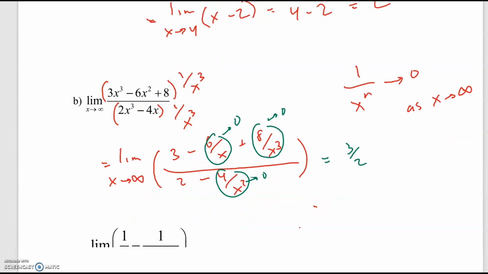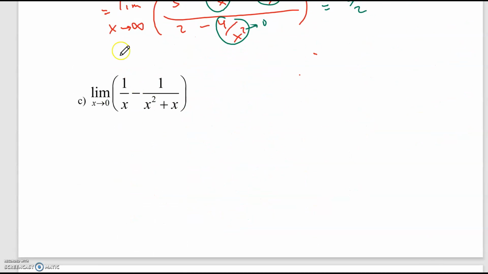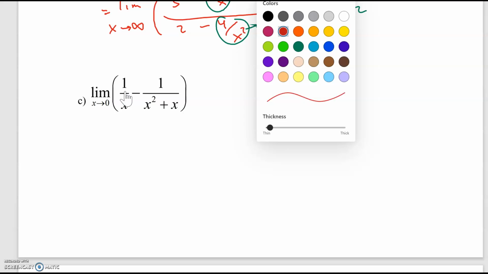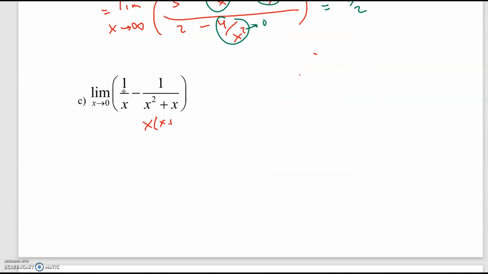Part C, again, some students just plugged in numbers close to 0, like 0.01. But to get full credit, you had to use the rules. And so for this one, you have to get a common denominator. First of all, x squared plus x, you can factor out an x right there. And then take that first fraction times the top and bottom by x plus 1. So I'm just algebraically reworking this here.